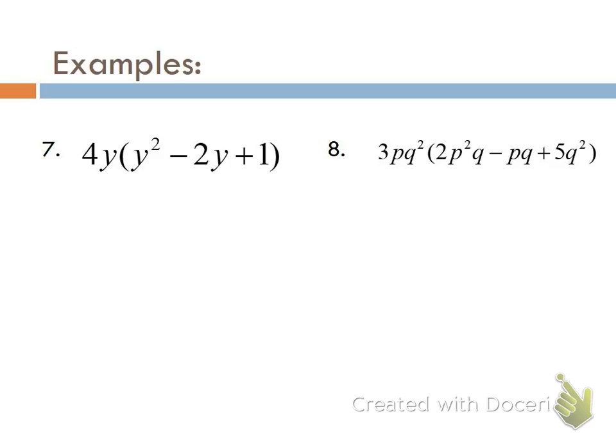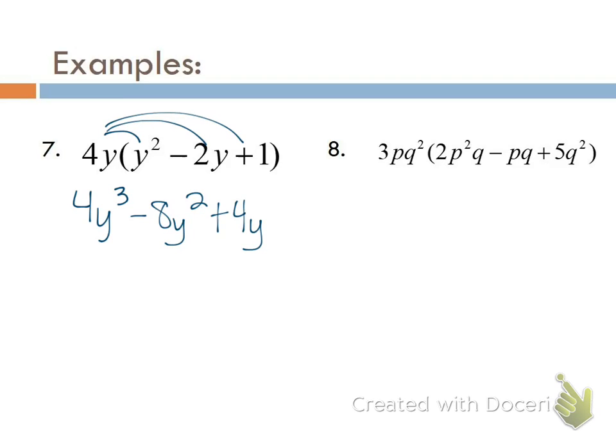What is it, Liam? 4y to the third minus... Oh, I'm sorry. Okay, let's try that again, Liam. 4y to the third minus 8y to the second plus 4y. Okay, do we agree with Liam on number 7? Yes, I do. We should, when we distribute 4y. I agree that is what we would get.